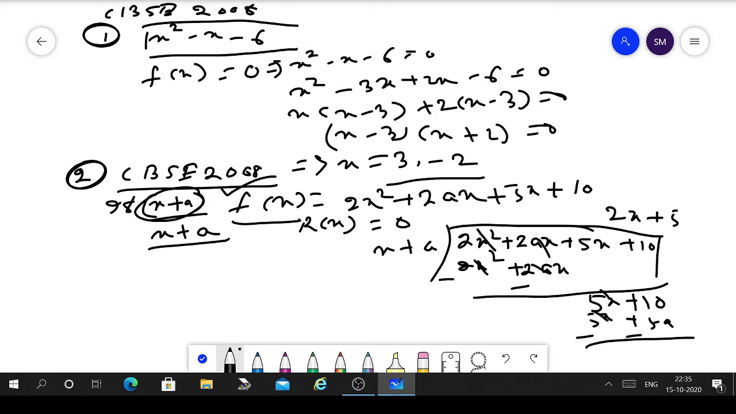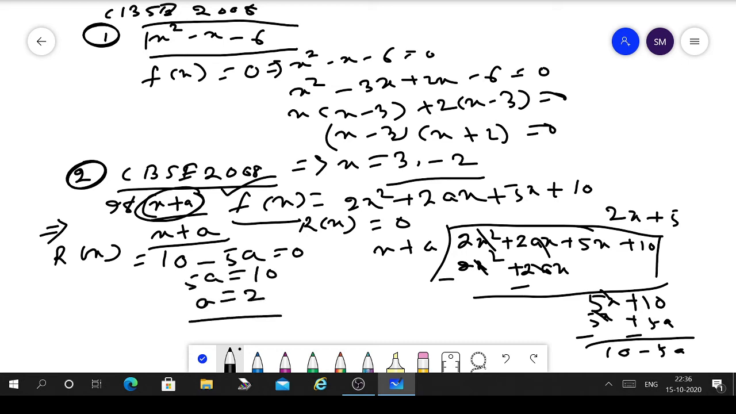Then we get the remainder equal to 10 minus 5a. But as x plus a is a factor of f(x), the remainder R(x) is equal to 0. So R(x) equals 10 minus 5a, which is equal to 0. This means 5a equals 10, so a equals 2. Here we find the value of a is equal to 2.